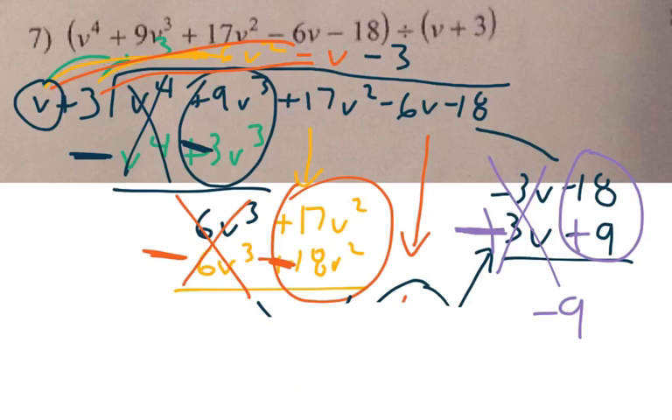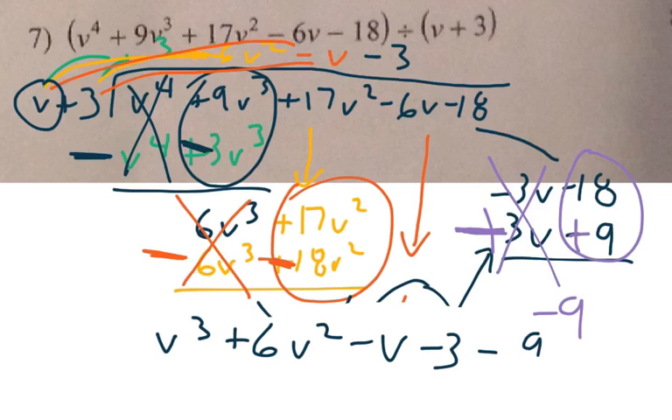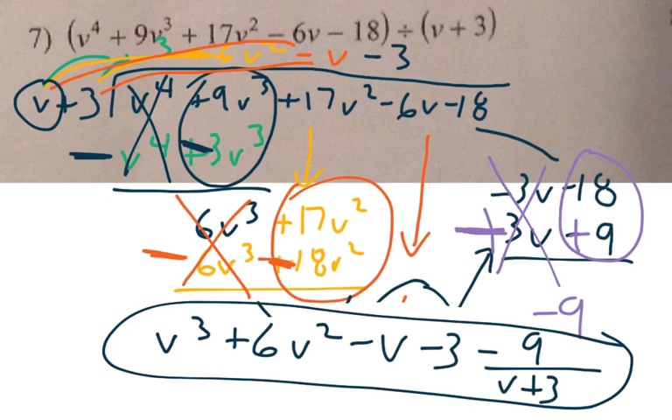And what was my final answer? It was v to the third, right? And what was my v squared there? It was a plus 6v squared, correct? It was a minus v minus 3, and minus 9 was my remainder over what I divided by, which was v plus 3. Okay, now we're going to double check it using synthetic. So pause the video, guys, and I hope I didn't make any mistakes there. We're going to find out soon enough.